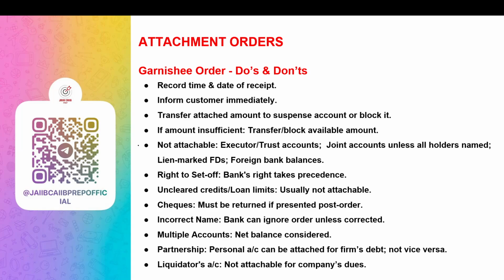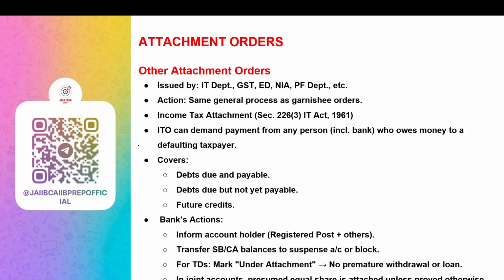What if the customer's name is misspelled or unclear? Then the account cannot be properly identified and the bank can ignore the order until it is corrected. If the customer has both debit and credit accounts in the same branch, only the net credit balance can be attached, and the bank cannot adjust the credit balance for possible future liabilities of the customer. Keep that in mind. An account maintained outside India cannot be attached.